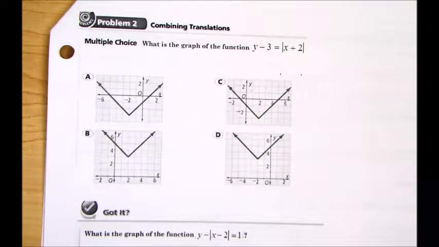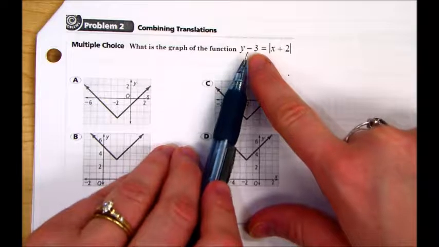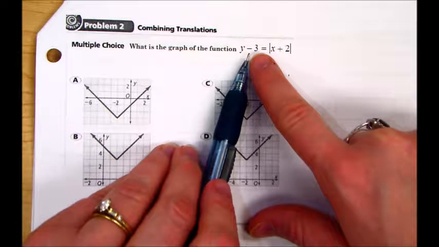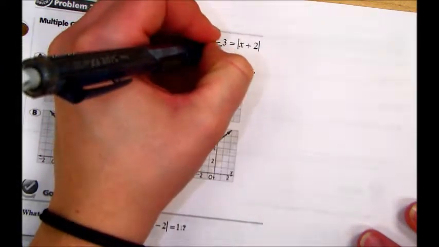And look, we got some multiple choice, so we can just hopefully eye things up. What is the graph of... oh, look at that funny 3. That 3 is not where it should be, is it? That needs to move over to the other side. Y minus 3 equals absolute value of x plus 2. Let's get that 3 on the other side, okay?